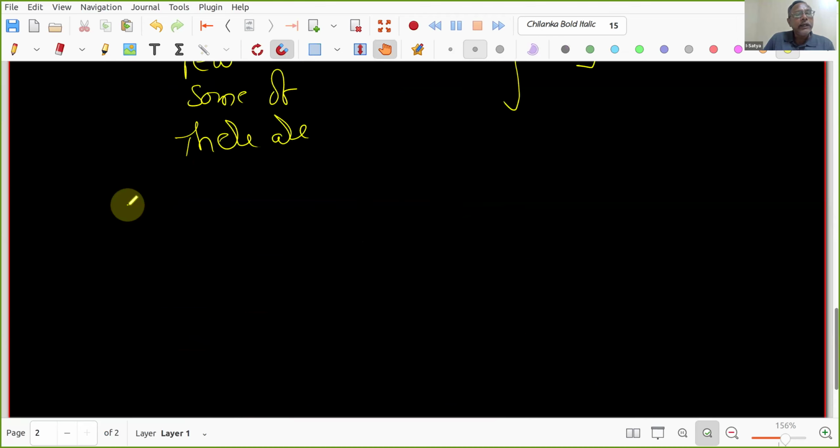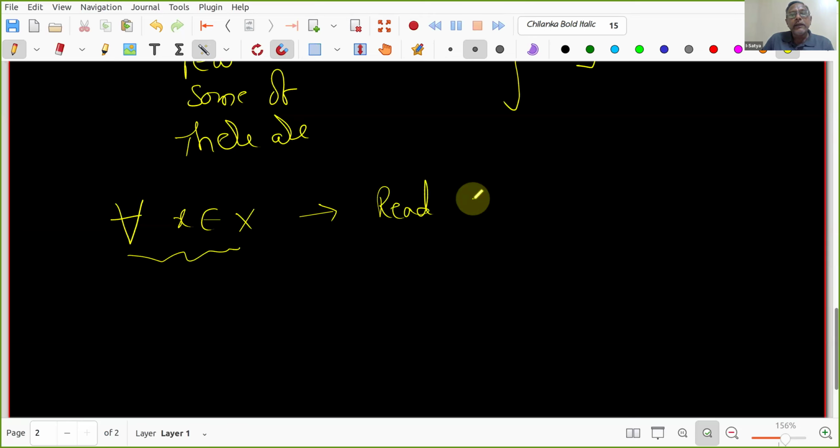We told you to try to read this as "given any". So given any x belongs to X, read this as given any x belongs to X. Why? The reason we are asking you to read it as "given any" is that it will help you a lot.